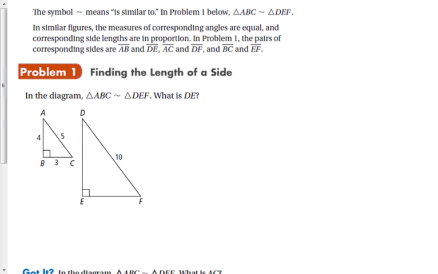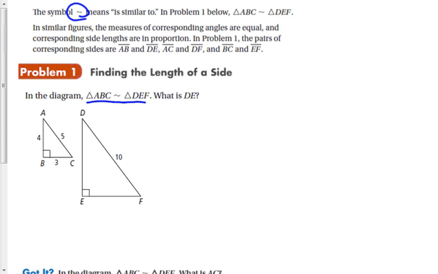All right, just a little note here. This little symbol means similar to, and the ideas about similar figures that you need to remember is that the measures of the corresponding angles are equal and corresponding side lengths are proportional. So if we look at this first figure here, it says triangle ABC is similar to triangle DEF. What we're going to use is the idea that the ratio of corresponding sides are equal.